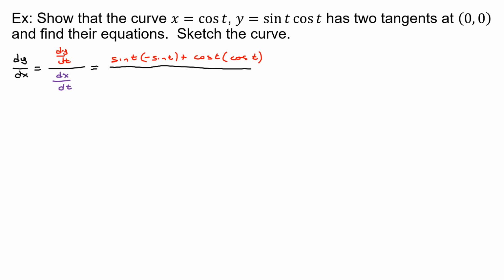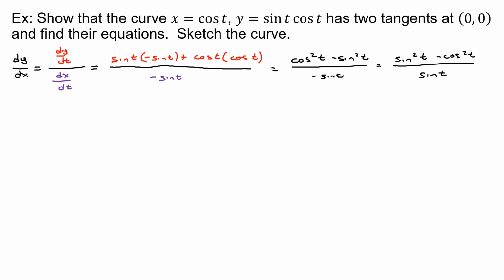Bottom one's a little bit easier than that. No product rule or anything. Derivative of cosine is, in fact, negative sine. And so the top part is actually cosine squared minus sine squared over negative sine t, if you want to leave it like that. Or you could flip them and say that this is sine squared minus cosine squared divided by positive sine t. It actually does not matter.